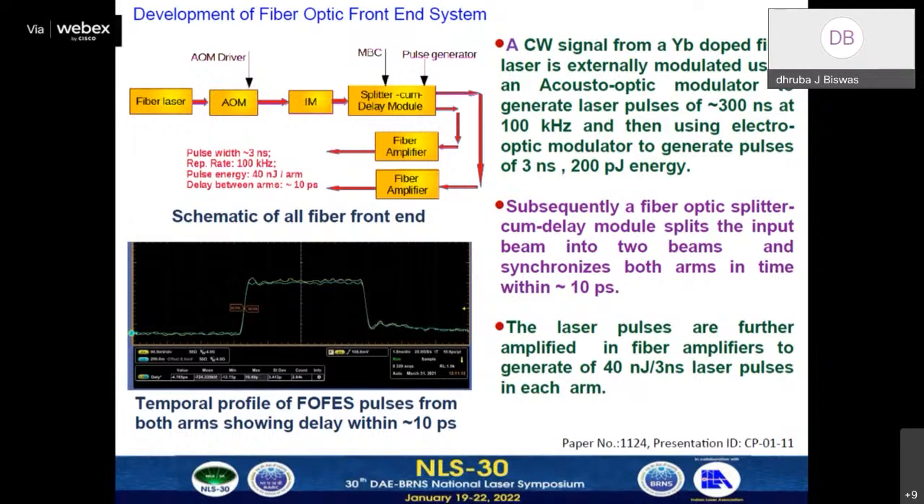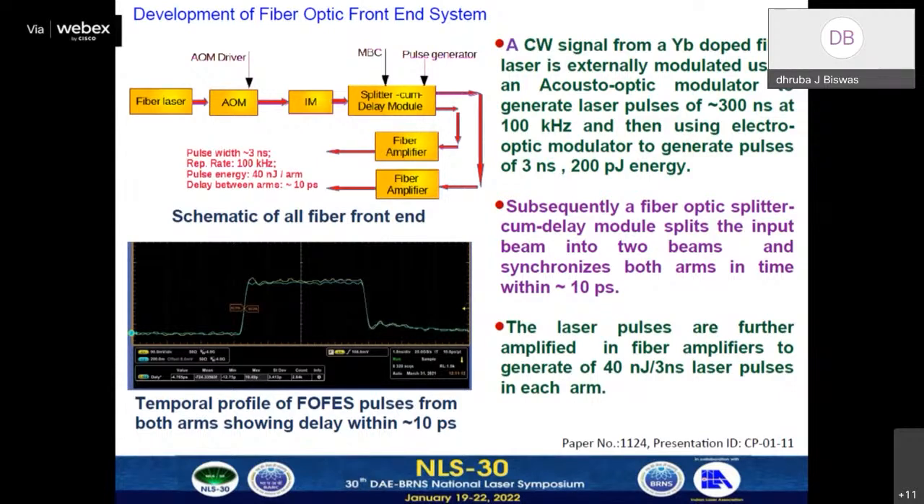The next one is the intensity modulator. It is a lithium niobate based electro-optic modulator. It is driven by an arbitrary waveform generator, and it generates the final required pulse width with the required temporal pulse shape. Then, because we require more than one arm, we have used a fiber optic splitter and a delay module to bring both beams synchronized in time at the target. That is the splitter cum delay module. Then we use two independent fiber amplifiers, one for each arm, to further amplify from picojoules to nanojoules.